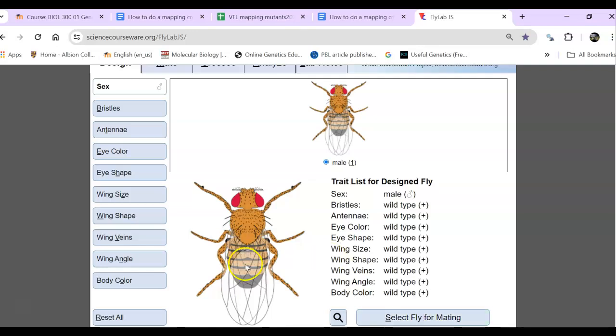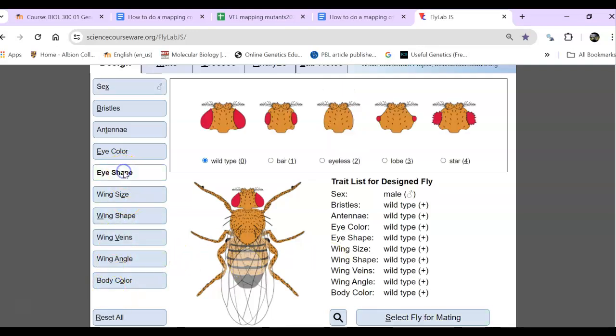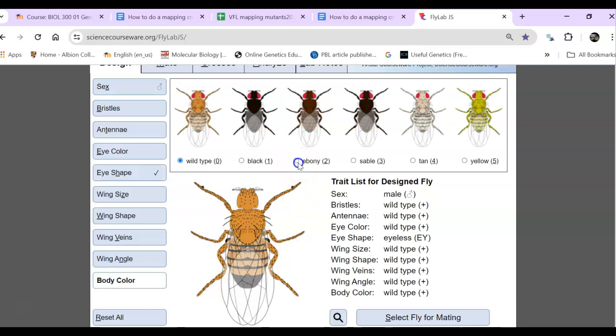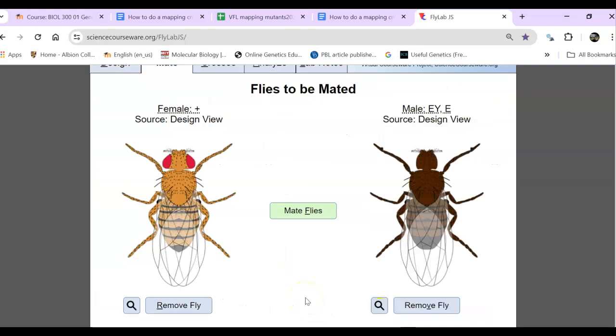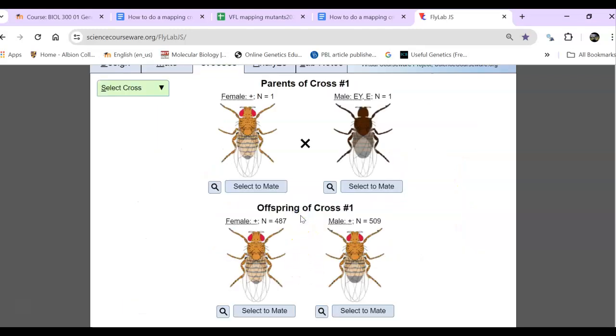So we're going to design the fly, and the thing that we're doing is eye shape. We're going to map the eyeless gene. The first one we're going to try is body color, and we're going to make that ebony. Just to give you a spoiler alert, the first thing I'm going to do is show you what it looks like when it's not linked. Over here on the right, we have a male fly. It's eyeless, and it's ebony. It has a dark body. So we make those guys together. Then we have these offspring, and the offspring are all wild type, but they're all heterozygous.